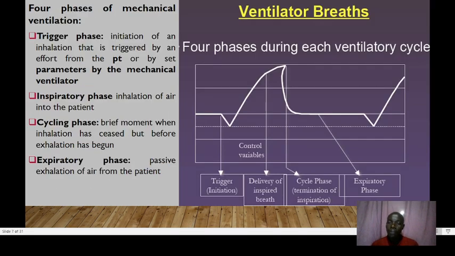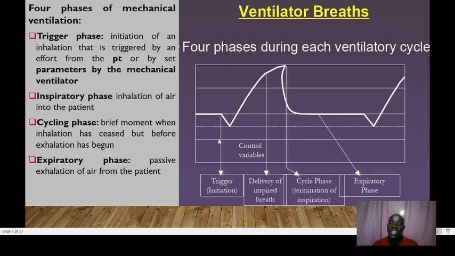In mechanical ventilation, we normally have four phases. Phase one is the trigger, then inspiratory, cycling, and expiratory. We normally call it TICE. In trigger initiation, initiation of inhalation will be triggered by an effort from the patient or by the set parameters of the mechanical vent. So what initiates the breathing? It could be the patient or the parameters that have been set in the mechanical ventilator.